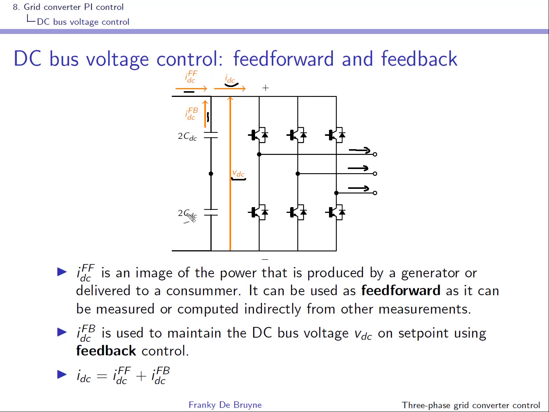The top current here is an image of the power that is produced by, for instance, a generator, or the current that is delivered to a consumer. And if it can be measured, or if it can be computed from other measurements, well, it can be used as feed forward. This is why we have this superscript here, feed forward. The other current is used to maintain the DC bus voltage on set points, and this is done using feedback control. This is why this signal has a superscript FB for feedback.